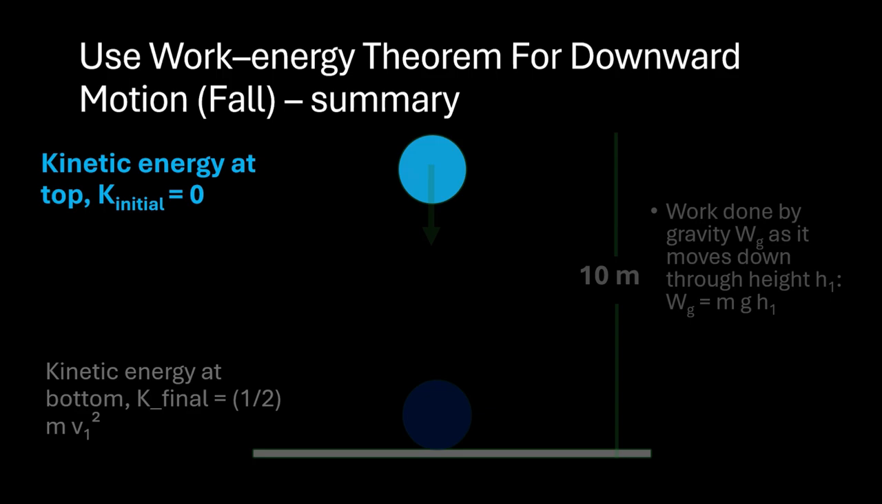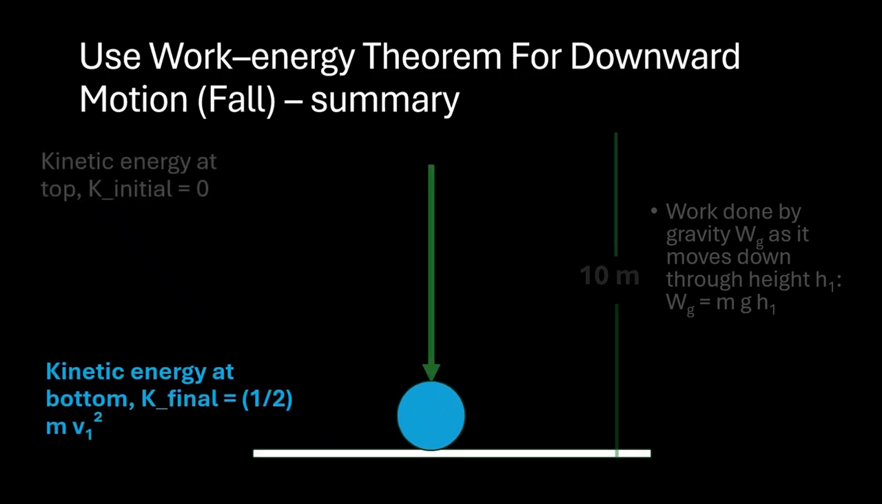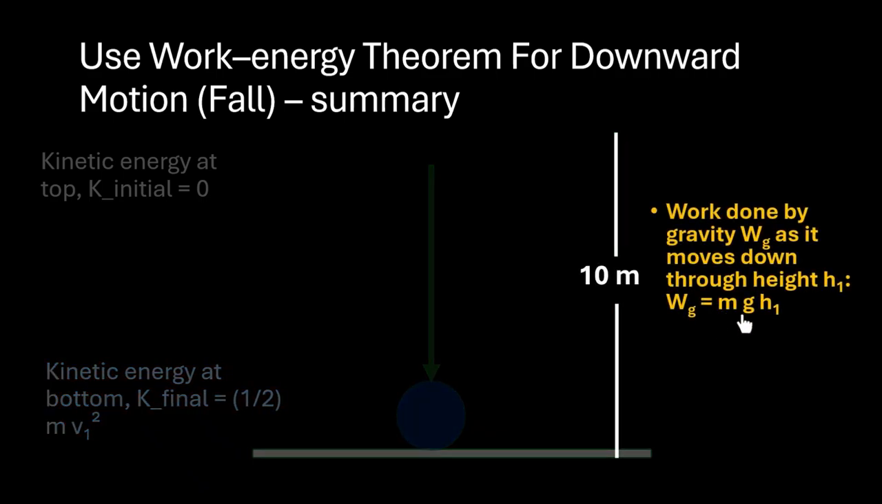Okay. So as of now, the ball is dropped from rest. Kinetic energy initial is 0. Final is half m v1 square. And work done by gravity as it moves down is m g h1.